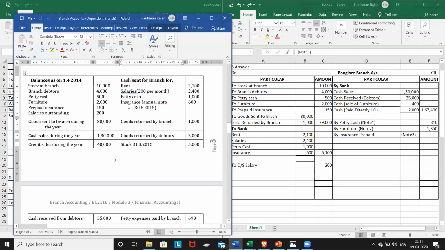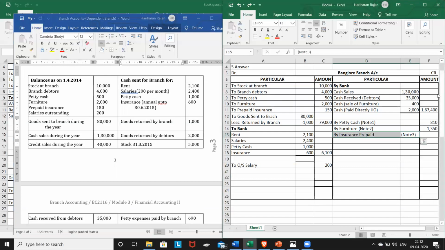Now there is an insurance amount which is paid for 1 year that ends on 31 March 2015. Can I consider it for this year? No, because it ends on 31st March 2015. So there is a prepaid insurance which has to be remitted back to the head office. So it is very important for me to identify how much is the money for 3 months. Now how do I identify? Let's go for a working note.